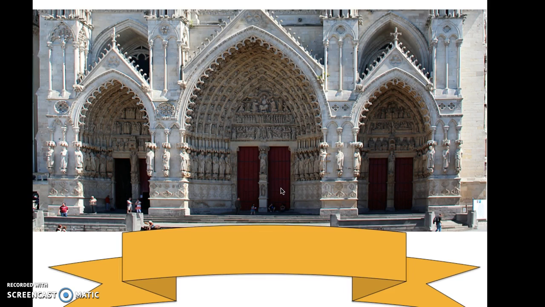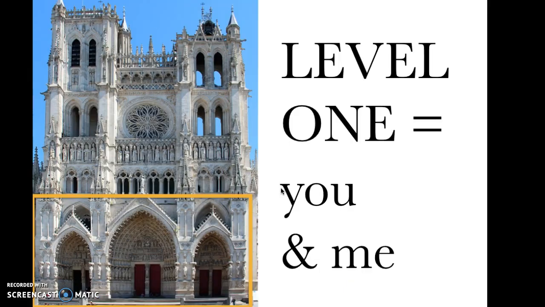Remember, section one is called the portals. Now, level one is all about you and me. It's about you and me saying, do we believe that Jesus died on the cross for our sins? And have we accepted him into our heart? This is a serious question, so they put that already on level one.